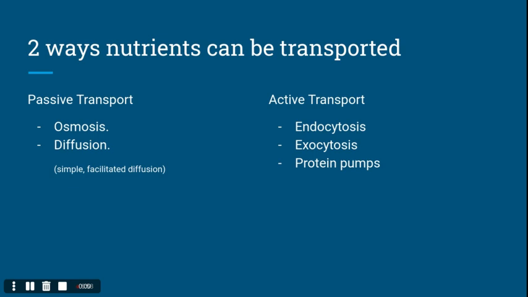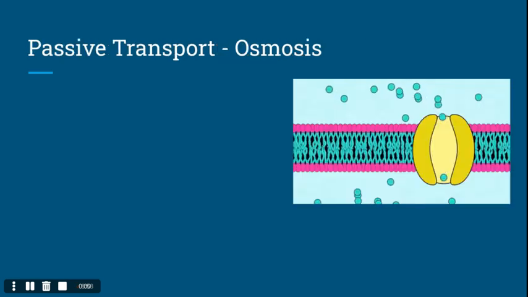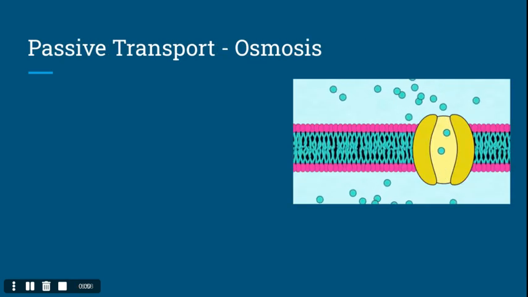So, the whole idea is to maintain external and internal balance, and passive transport is the movement of particles or substances across the cell membrane without needing any energy. It does not require any energy, it happens naturally. And there are a couple types of passive transport: osmosis and diffusion, which we will talk about right now. So let's begin with osmosis.